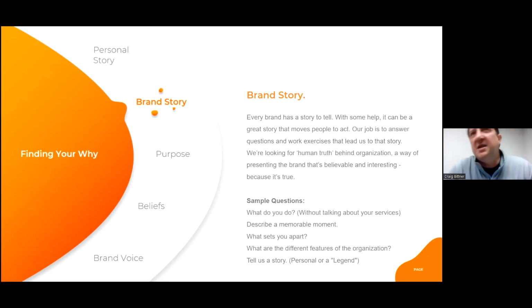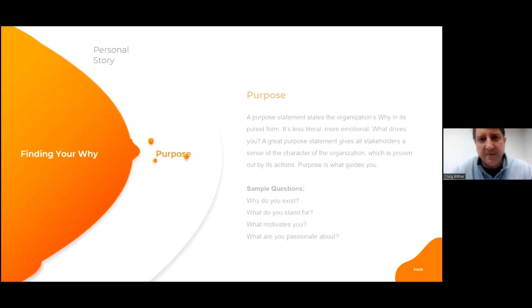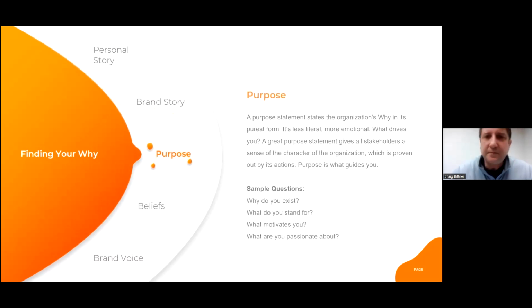Or maybe it's some legend, some kind of story you've heard from somebody else that's been passed down over the years that really sums up how the organization got started. But what are those stories? The stories really help get us to the why.